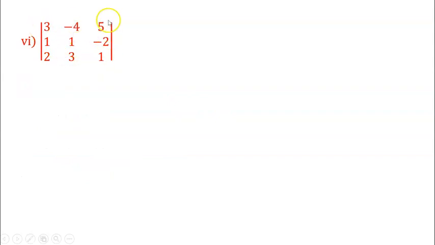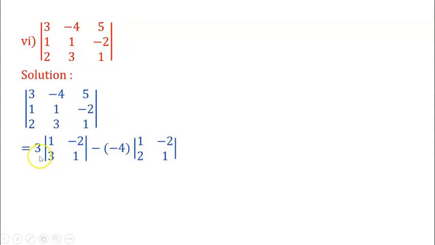3 minus 4 5, 1 1 minus 2, 2 3 1. Again, this is the 3 by 3 determinant. Its value 3, again, eliminate the element in the first row, first column. You will get the determinant 1 minus 2, 3 1. Next, minus by default sign into minus 4. Again, eliminate the elements in the first row and second column, 1 minus 2, 2 1. Okay, and the last, 5. This is again in the first row. Again, eliminate this element and the elements in the third column. You will get here 1 1, 2 3.